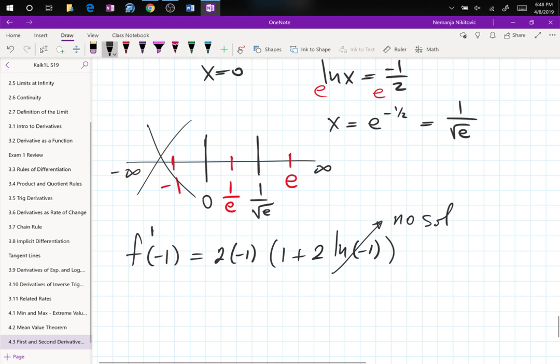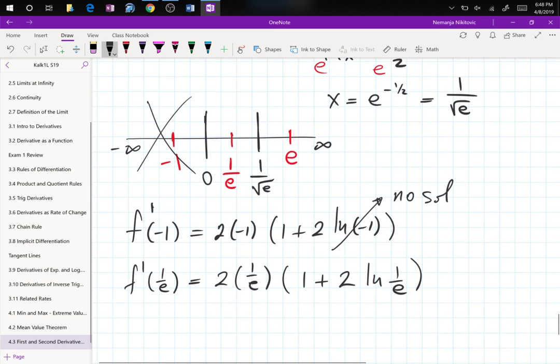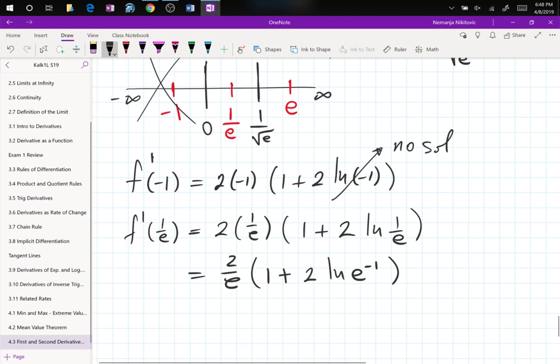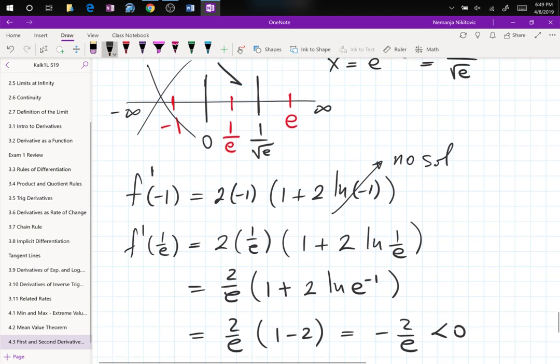All right, fine. F prime of 1 over e. 2 times 1 over e, 1 plus 2 ln of 1 over e. This is 2 over e, 1 plus 2 times ln of e to the -1. So now the exponent -1 jumps in front, ln e is 1, so we just have 2 over e, 1 minus 2, and the whole thing is -2 over e, which is less than 0. We have a decrease.